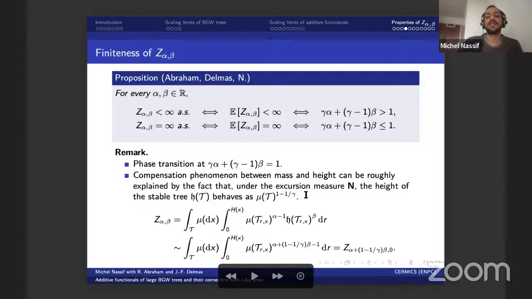this might not be very clear, but under the excursion measure n, the height of the Lévy tree behaves as its mass to some power. So you can say that Z of alpha and beta is finite if and only if the same quantity is finite, where we replace the height by the mass to the proper power, with the correct normalization. And then what appears here is, if you multiply this exponent by gamma, you get this term. So this explains why this condition appears. It doesn't explain the one, but it explains why we have these coefficients, at least intuitively.